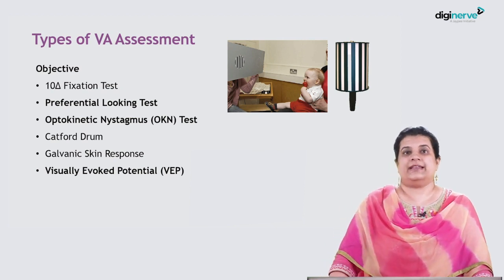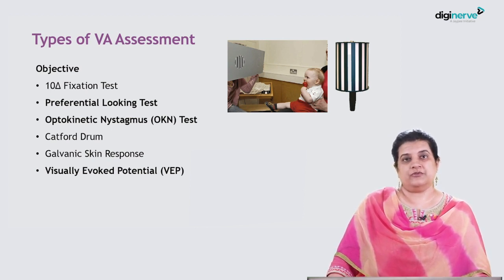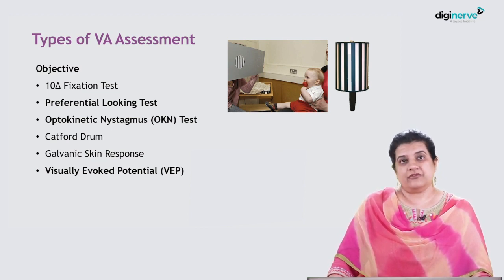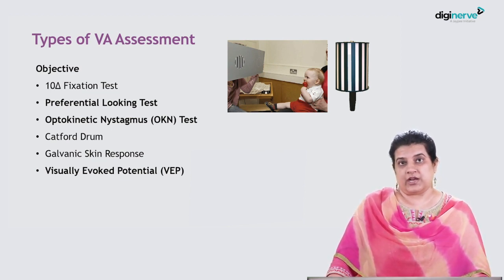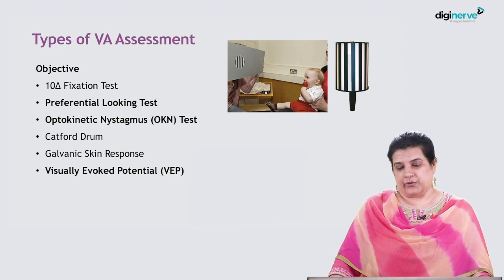Now, children, unlike adults, cannot read a visual acuity chart, especially infants and toddlers. So, you have to find a way to assess their visual acuity. Because if we know what is the visual acuity of the child and if it's less, we have to address it well in time so as to prevent the onset of amblyopia.